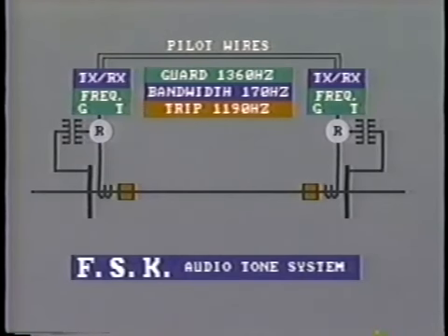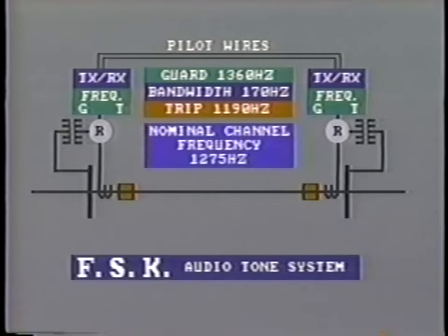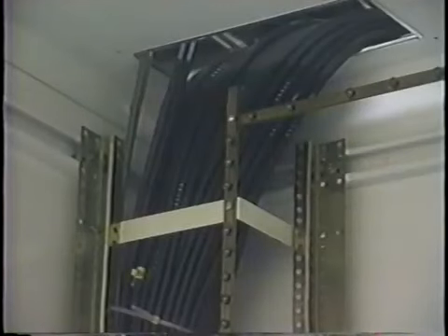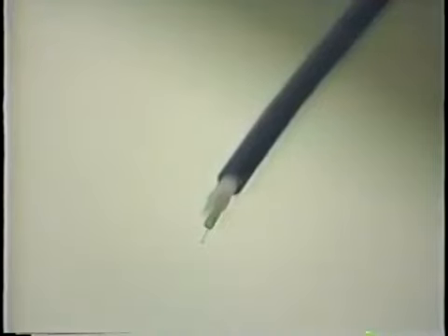In this case, the nominal channel frequency would be halfway between the two, that is 1,275 hertz. For short distances up to 10 miles, the audio signal is sent over solid pilot wires. Nowadays, fiber optic channels are often employed for distances up to 30 miles. Microwave or leased audio tone telephone facilities are used when the distance is longer.